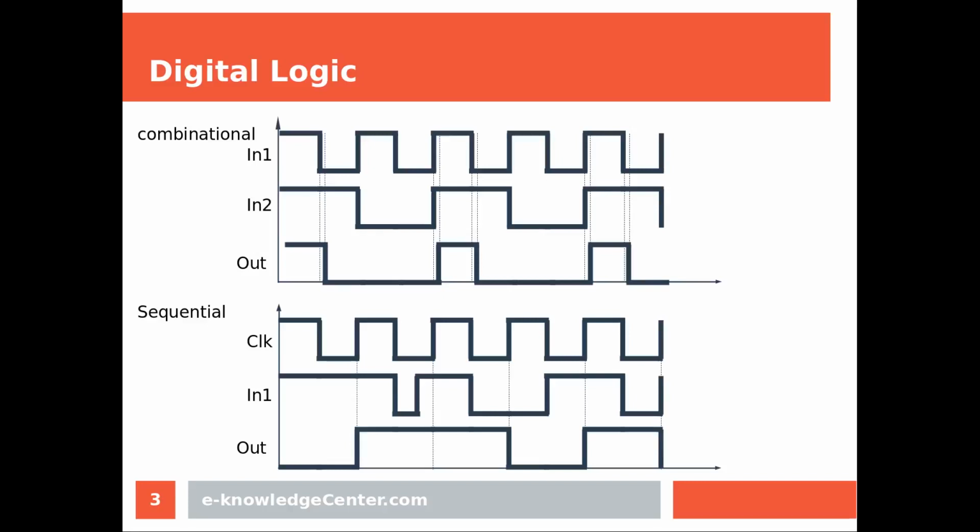In sequential logic, the output can change only on the rising or falling edge of the clock. In this image we are using the rising edge to sum the inputs and change the output. And sequential logic can remember the current state. As we can see, the input is changing but the output is the same.